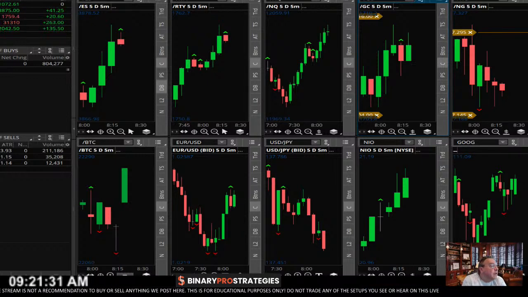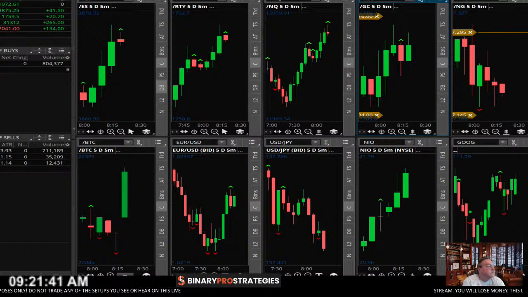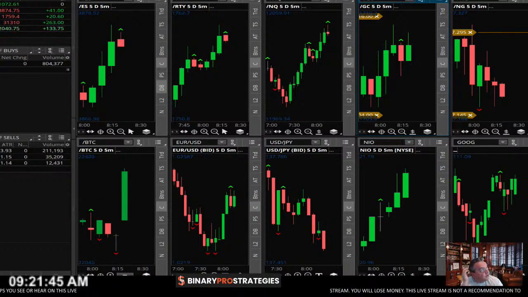Okay, I have a little bit more than 8 minutes to go here till the bell. It does look like we're going to get a higher opening here on the Dow this morning. Could be a pretty strong opening too, so we'll see if it opens up and then maybe wants to sell off.